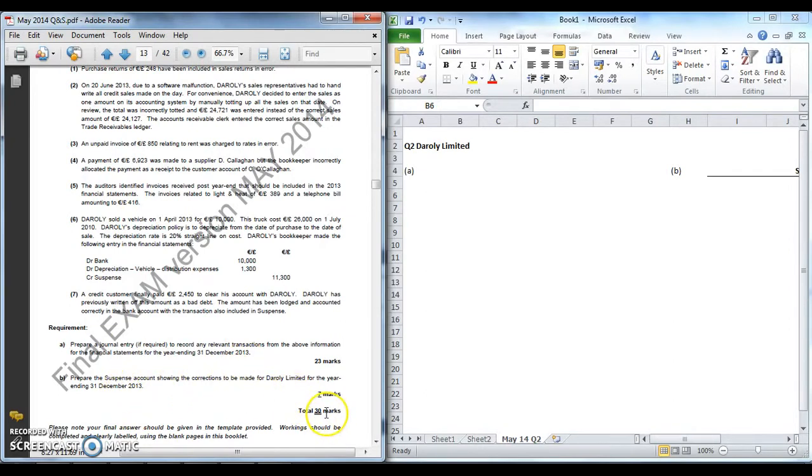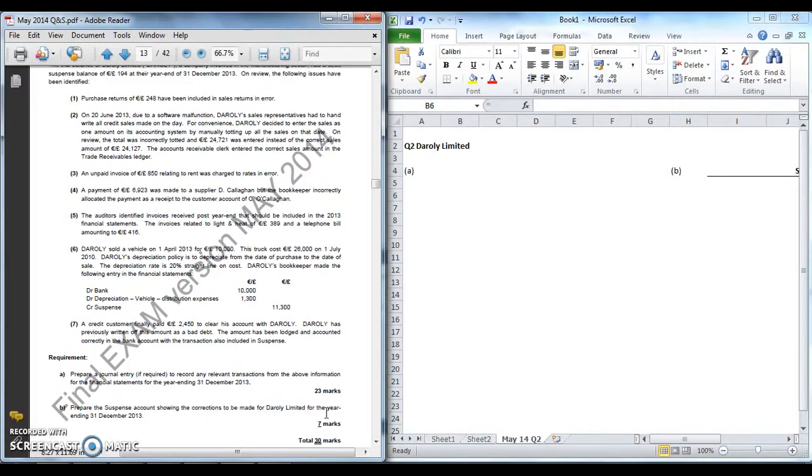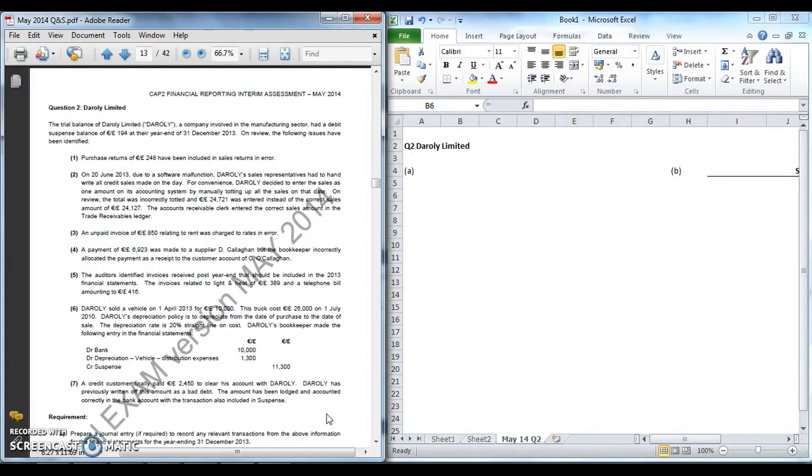So 30 marks, 30% of your paper, you have 90 minutes overall, so you're talking in and around 25 to 27 minutes depending on how much of a buffer time you want to leave. So again, it's fairly tight on time, which is reflective of the whole interim assessment, so make sure you are efficient in terms of how you go through each of the items.